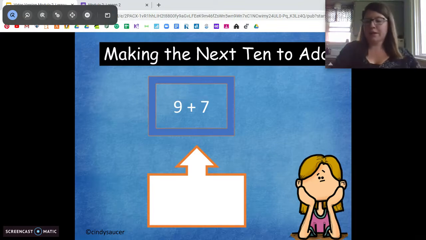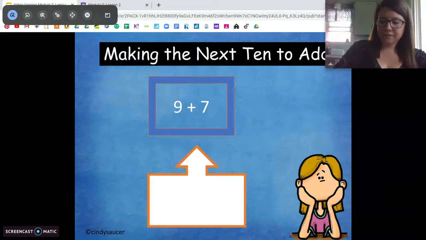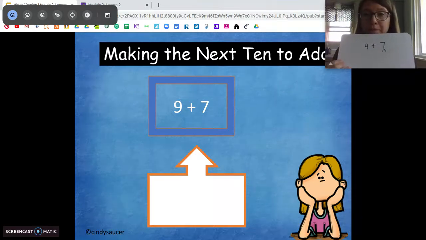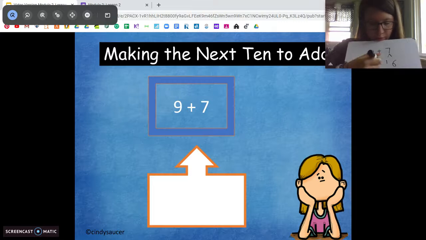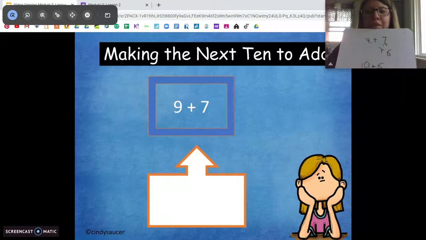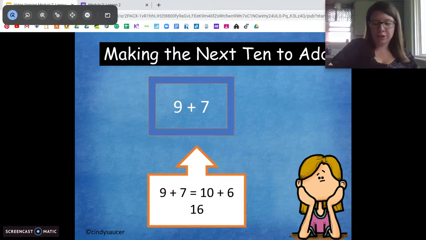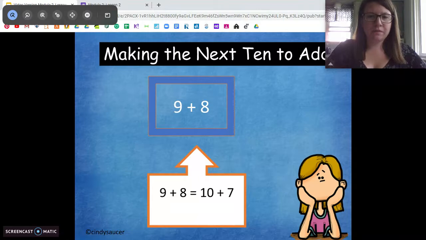Try this one on your own. 9 plus 7. Ready? 9 plus 7. How many do we need to get from 9 to 10? 1. Good. What's our other part? Awesome. We add 9 and 1. Boop, boop. What's that leftover number? Add it in. 9 plus 7 equals 10 plus 6, which equals 16. Both parts of that equation equal 16. Excellent job.